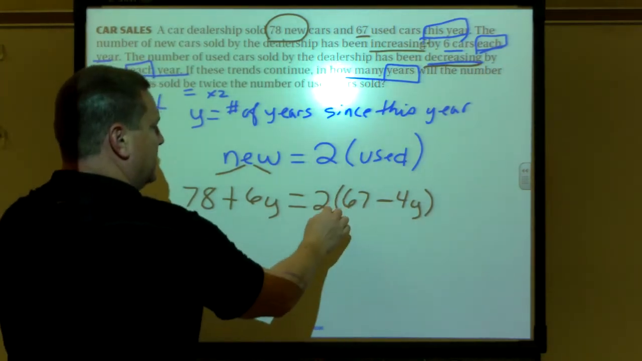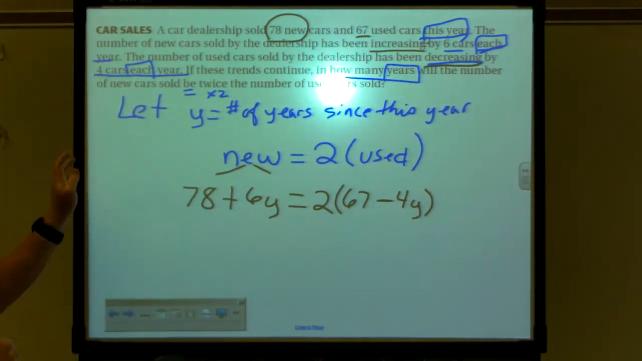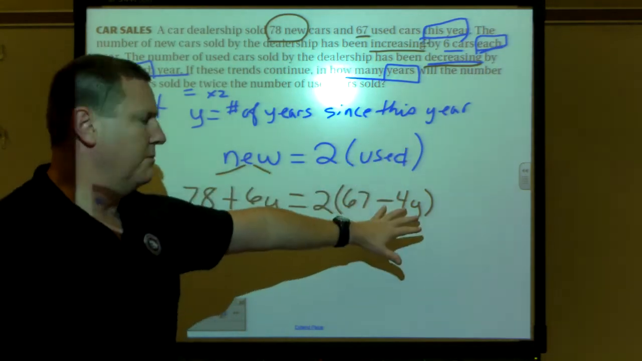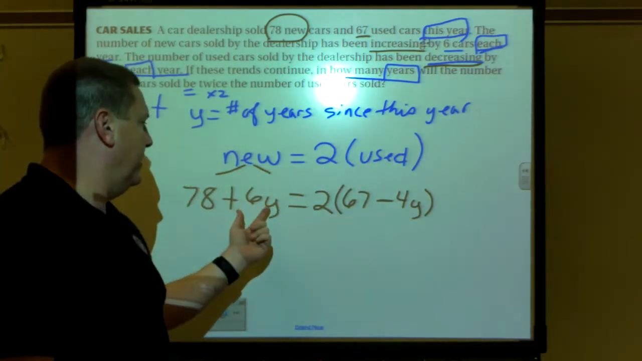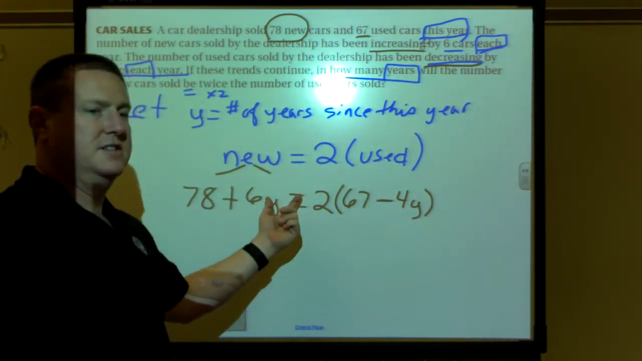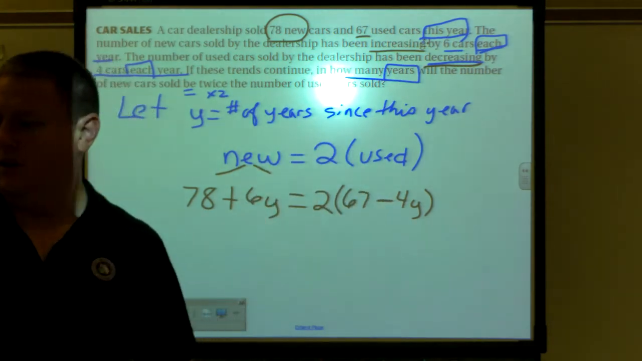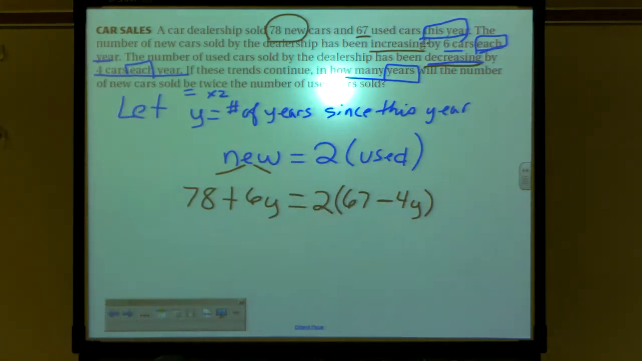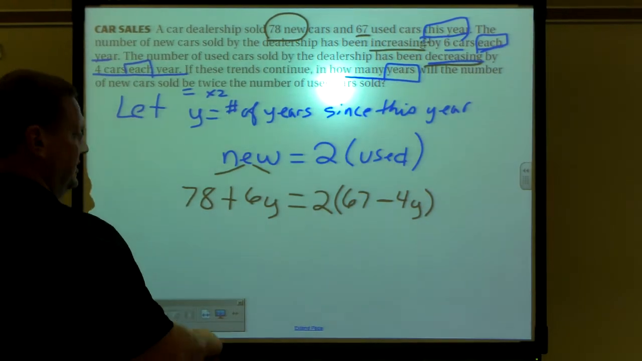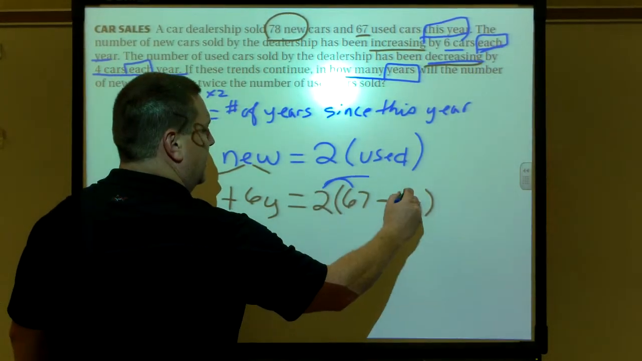So used cars times 2 equals new cars. New cars is getting bigger, used cars amount is getting smaller. How many years before the new cars amount is equal to twice the used cars amount? Use a calculator on these. We're still going to go ahead and solve multi-step by first distributing.